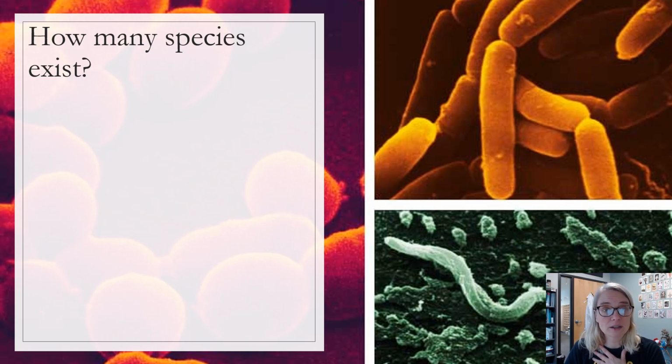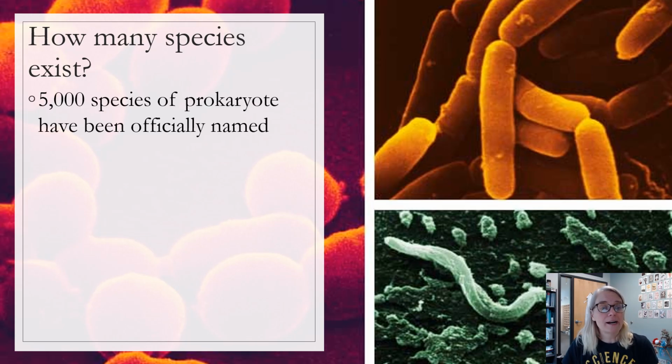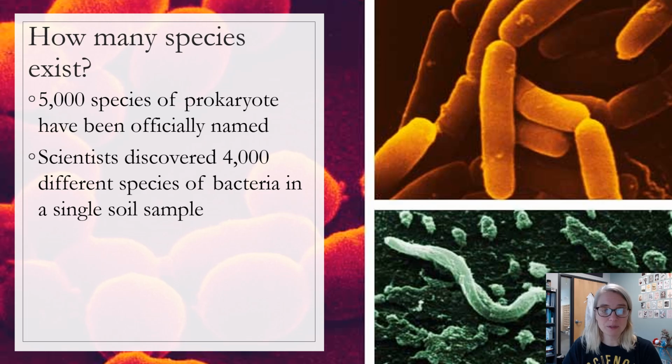So there's going to be a lot of things still waiting for us to discover them. So continue on answering our question. There's only been about 5,000 species of prokaryotes, archaea, and bacteria that have been officially named, but you take a soil sample, you might find 4,000 different species in just one soil sample. So clearly there are undiscovered organisms, we just don't have the human manpower to find all of these things.